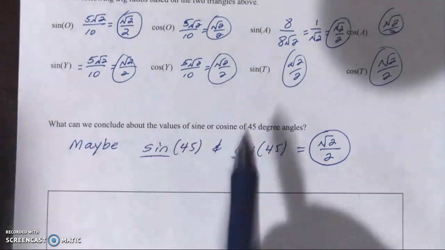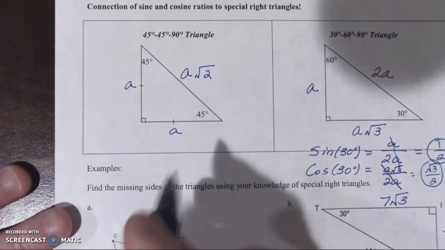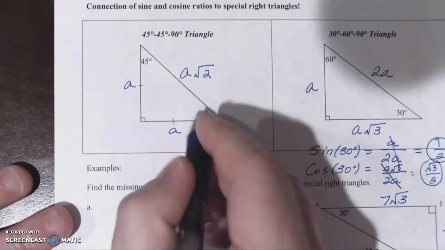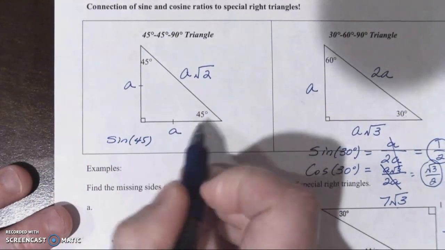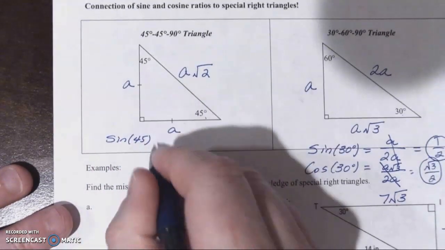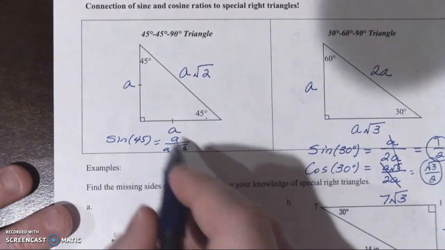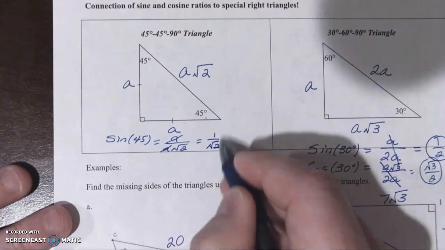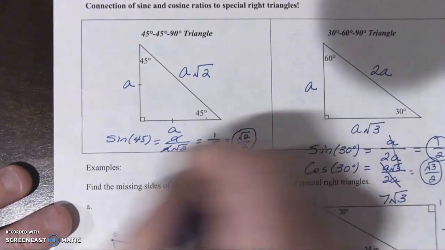Maybe it's true, maybe it's not. Maybe we go back to our general 45, 45, 90 triangle and see if we can prove that. So we've got a root 2. That's our general 45, 45, 90 triangle. Let's just take sine of this 45-degree angle down here. Well, that's opposite over hypotenuse, a over a root 2. If we simplified this, the a's would cancel. We'd get 1 over root 2. We'd multiply top and bottom by root 2, and we'd get root 2 over 2.